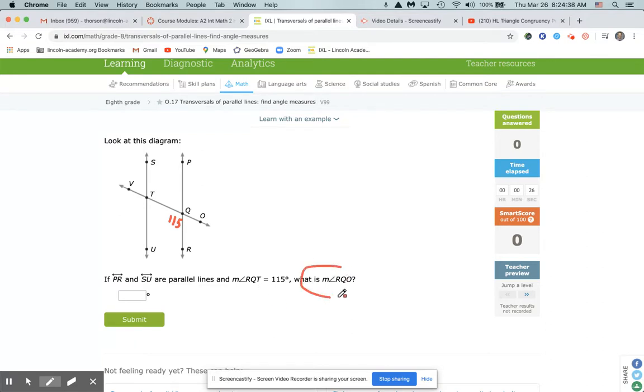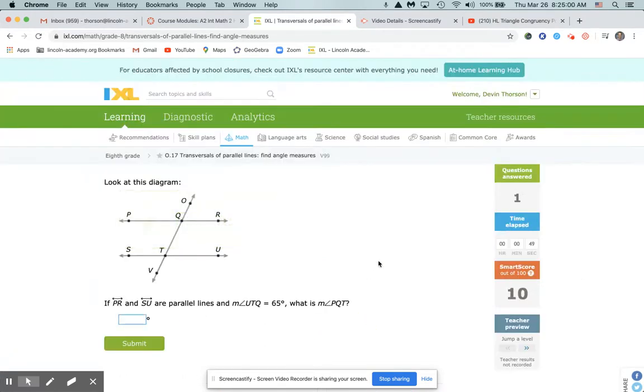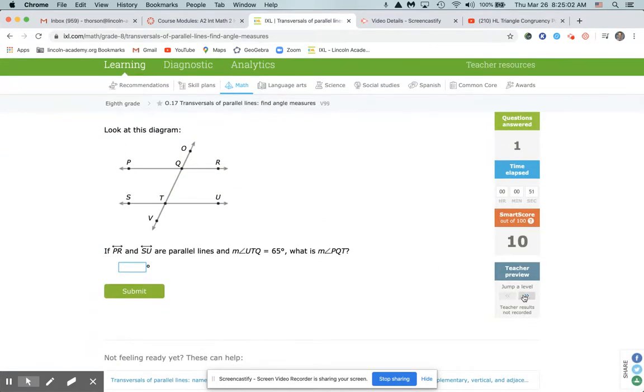So when it asks me to find the measure of RQO, I find that angle. Let's see, where's RQO? Well, that's the one next to it, so that's supplementary to it. So I take 180 minus 115 and get 65. What I do then is type in 65 and hit submit, and I get the correct answer. And that's all these are.